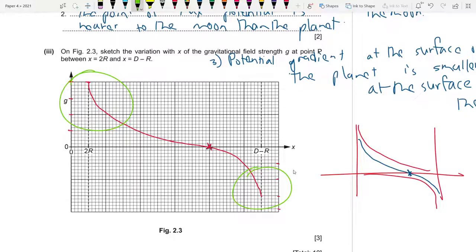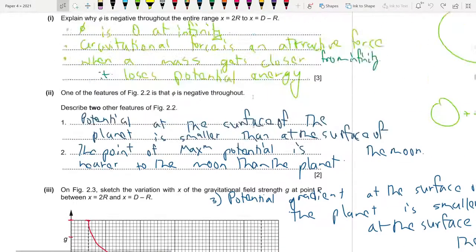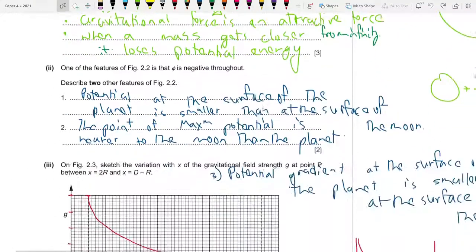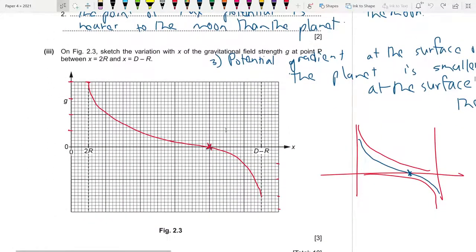Next, let's go to the other part. So what do they want? Basically, the one curve starting with gradient of decreasing magnitude at 2r and finishing with gradient of increasing magnitude at d minus r. Okay. There is a mistake though in my diagram. The field strength for the moon should be greater.